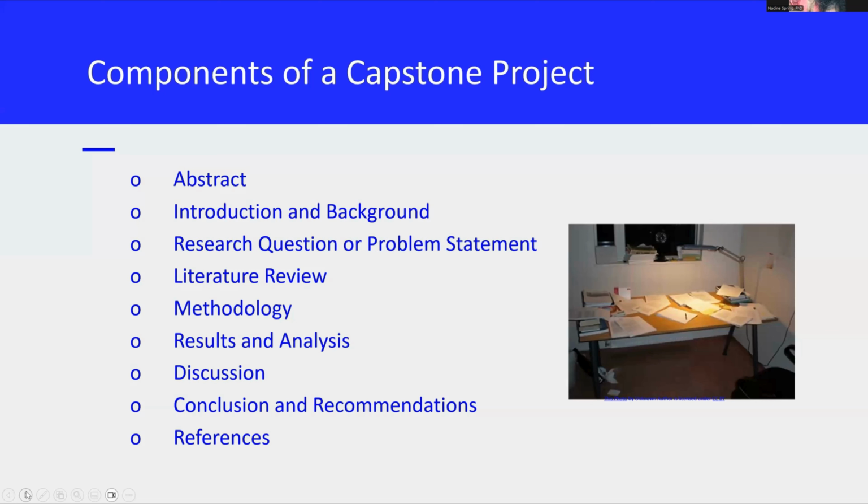In your capstone, you want to have a methodology section, and this is going to describe the methods and procedures you used to conduct your research. You'll also want to have results and analysis where you present and interpret the findings from your research. You should have a discussion section where you discuss the implications of your results and how they relate to your research question. Everything needs to be in alignment. So in the discussion, you have to relate it back to your original research question.